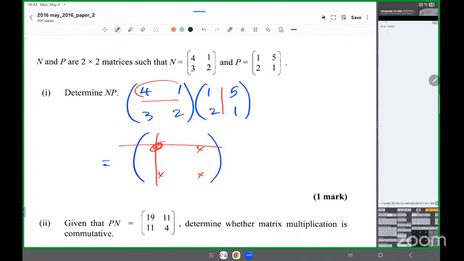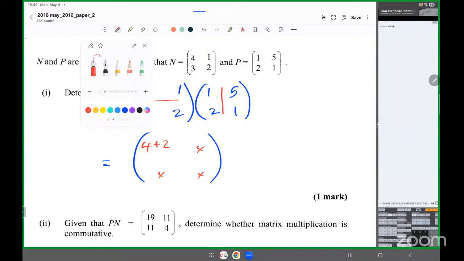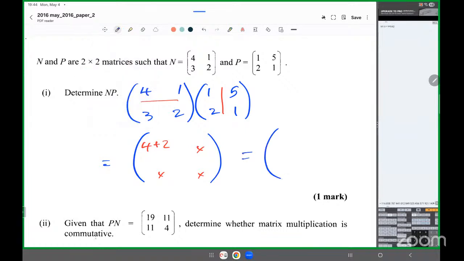The first one is positioned in the first row and the first column. So to get it, multiply this first row by this first column. How do we multiply them? First element times first element, second element times second element. It's going to be 4 times 1 and 1 times 2. 4 times 1 is 4 and 1 times 2 is 2. You can write it down over here. This value becomes a 6.